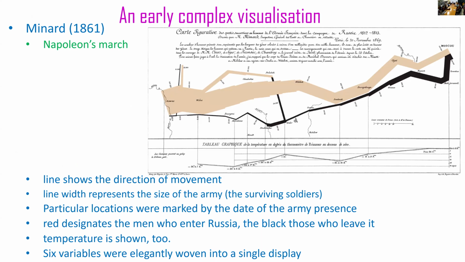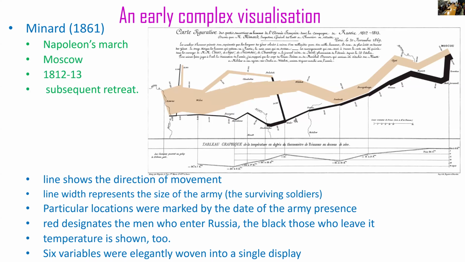But Napoleon's march. Napoleon fought in Russia, and he said, I'm going to conquer Russia. And he had a terrible time because the weather was very cold. So one person said, let us tell the story of Napoleon's march. You can write a 3-volume book about it. Minard put a single picture.